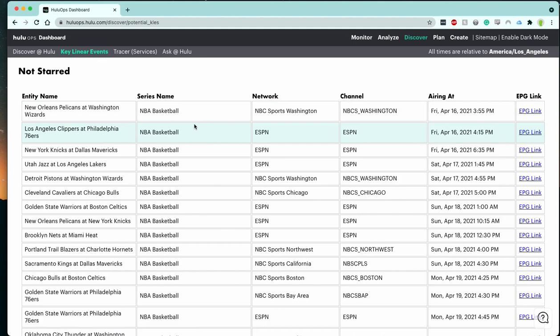So in the content portal, if I say that something is important, I can click a button that puts a star on that piece of content. But we've also created an automation piece to this that actually looks for commonality between other key linear events. We believe that NBA basketball is generally a key linear event, and so we surface those events in a way that says, hey, this is probably going to be a key event. Why don't you go review it?